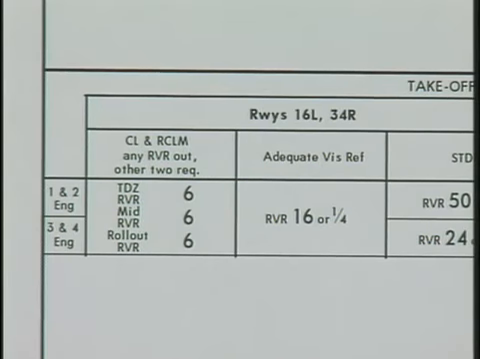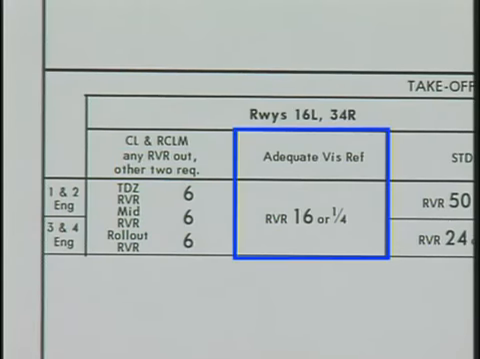At Alliance Airport in Fort Worth, Texas, if the centerline lights and runway centerline markings are available on runway 16 left and 34 right, some operators can take off with as little as 600 RVR, providing there are at least 2 out of 3 operational transmissometers.